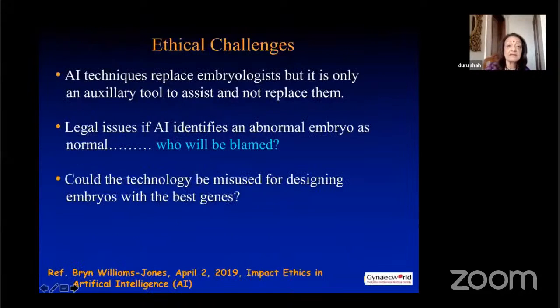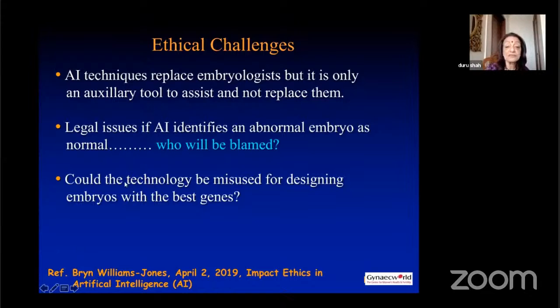Now, does that mean that the artificial intelligence will replace embryologists? No, it is not going to replace them. It will only be an auxiliary tool to assist and not replace them. The problem is that there are legal and ethical issues. If an AI identifies an abnormal embryo as normal, and the clinician transfers it, who will we blame? Will we blame the embryologist, or the clinician, or the artificial intelligence?